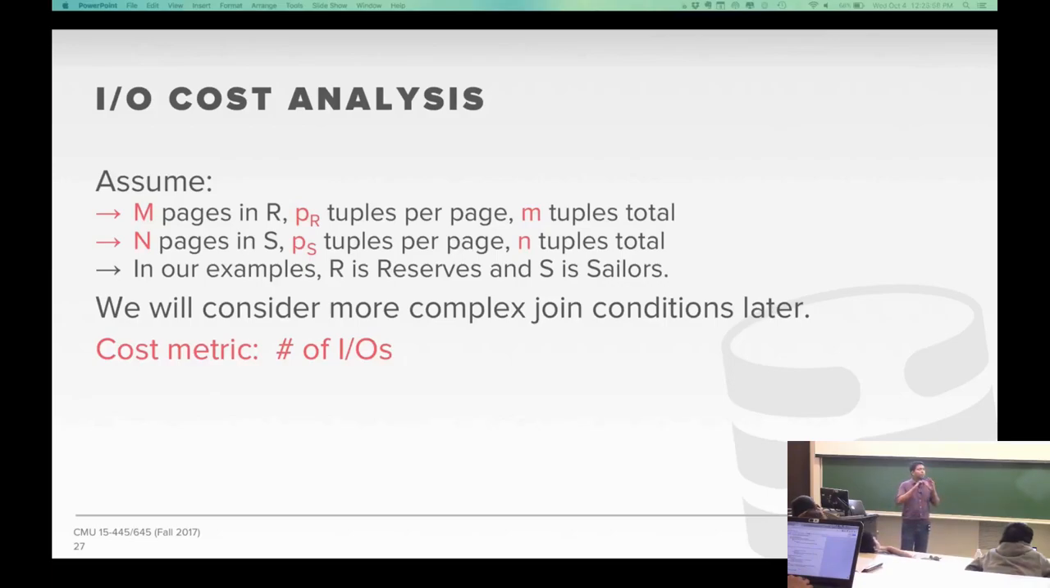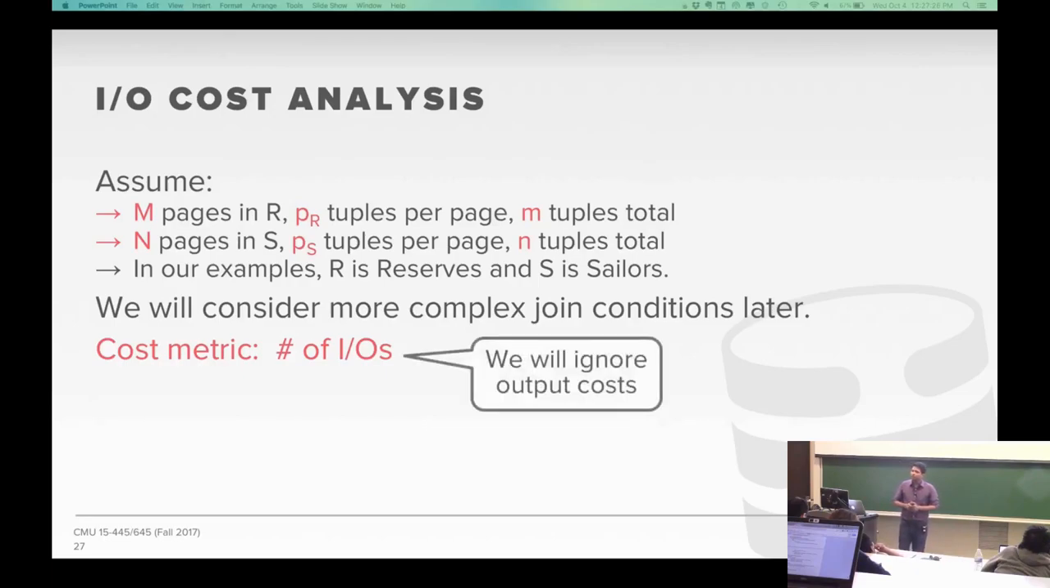To keep things simple, we will focus on the simple natural join, and we will consider more complex join conditions later. The cost metric in all these algorithms is the number of disk IOs. If you minimize this, you can speed up the algorithm significantly, because that's the high pole in the tent. We will also ignore output costs, the outputting of the actual joined table, for simplicity. So we only focus on constructing the joined table in memory.